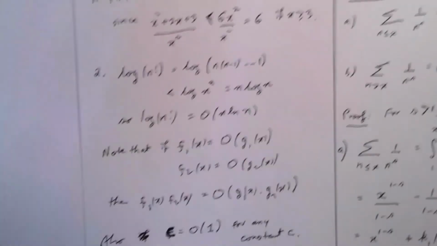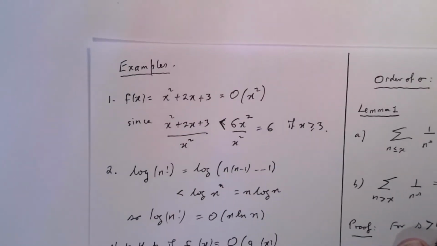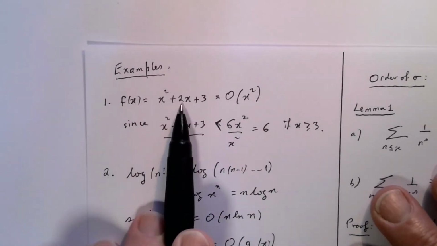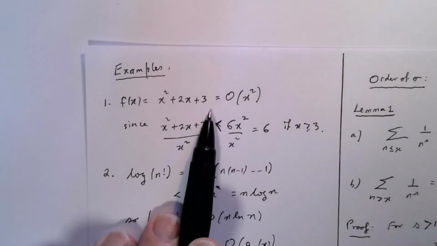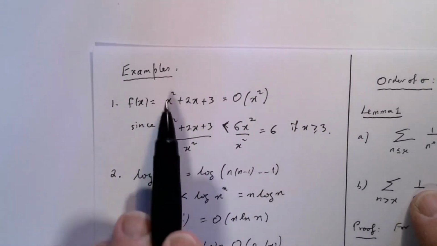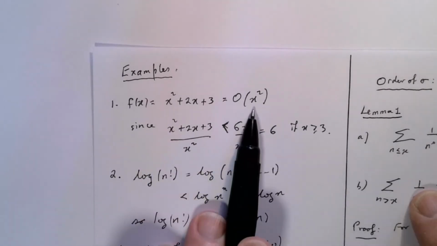So just a couple of simple examples. I'm going to start off with just a quadratic. So when I write something like f of x is x squared plus 2x plus 3, if I'm thinking about dominant terms, if x is large, where's the money? Well, the money's here. And this is going to be big O of x squared.